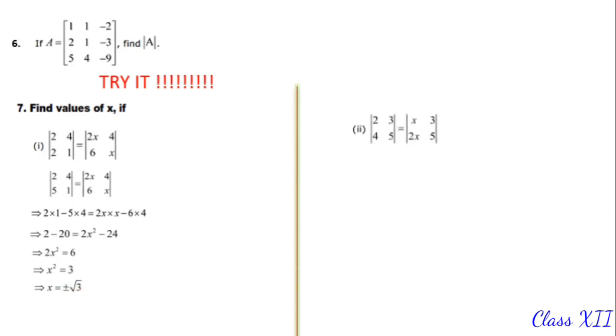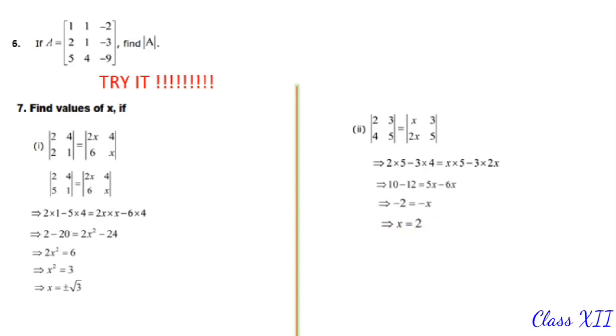Now move on to the second part, the determinant 2 3 4 5 equal to the determinant x 3 2x 5. As before we go for finding the value, that is 2 into 5 minus 4 into 3 equal to x into 5 minus 3 into 2x is written. Calculation: 2 into 5 is 10, 3 into 4 is 12, equal to 5 into x is 5x, minus 3 into 2x, minus 6x. Then 10 minus 12 is equal to minus 2, 5x minus 6x is equal to minus x. Minus minus cancelled, finally we get x is 2.